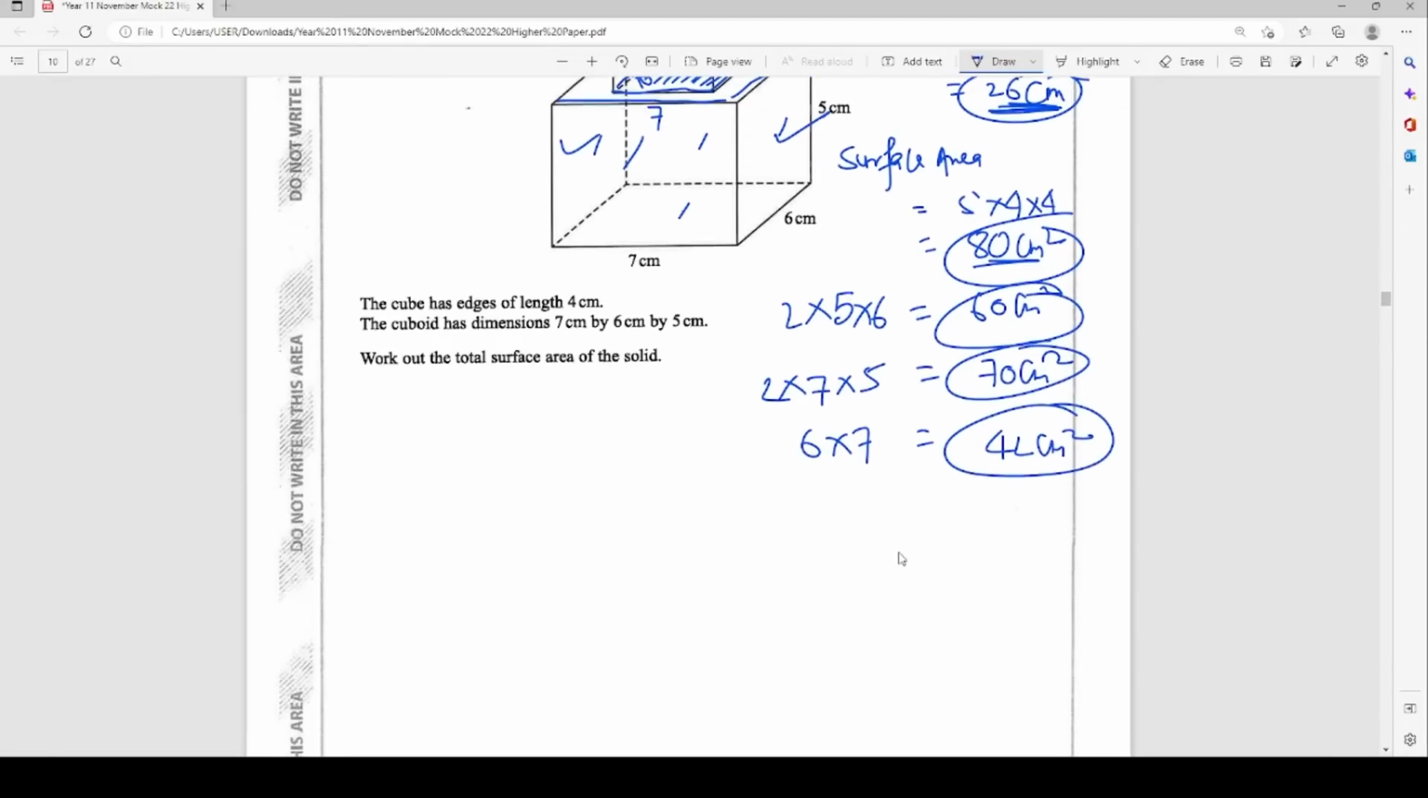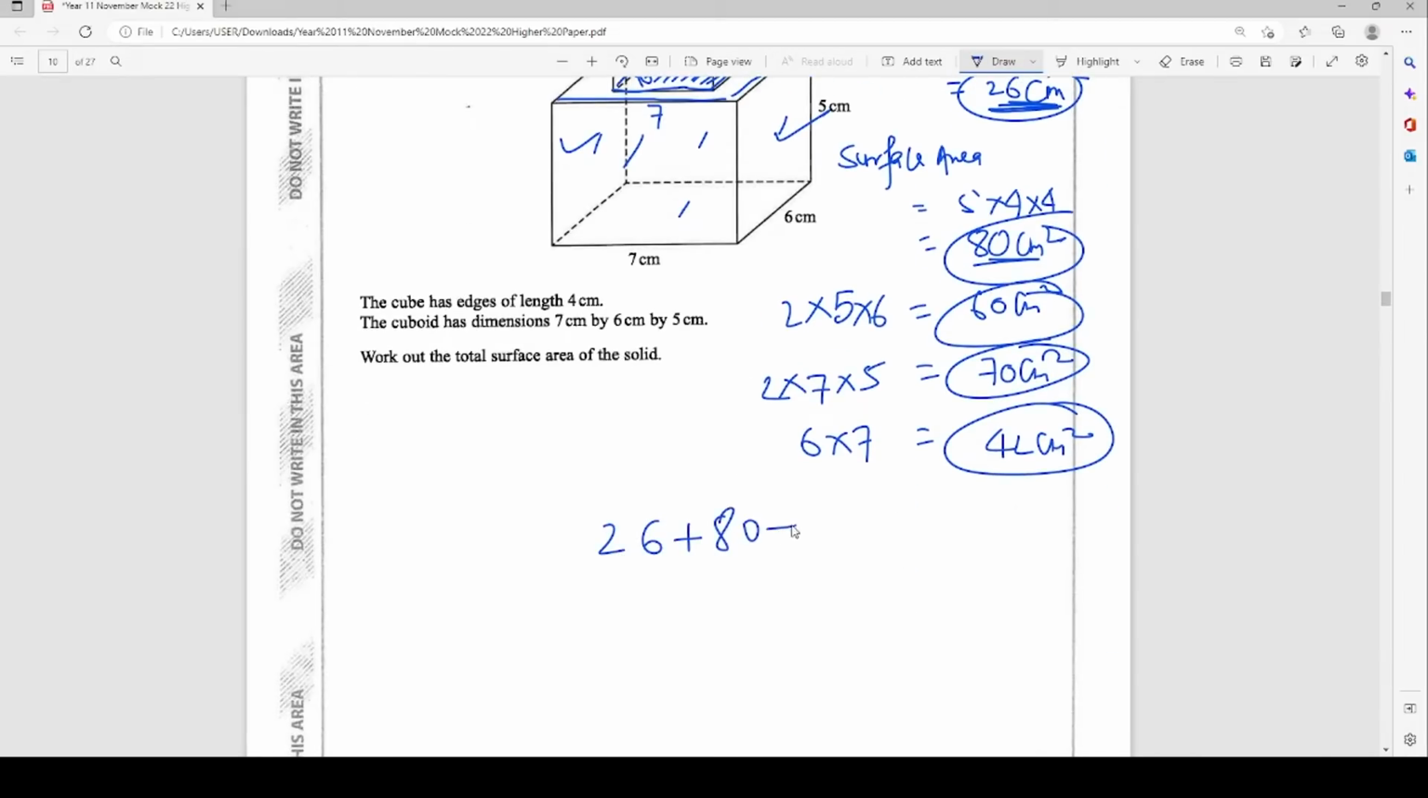Now I should just add these 5 surfaces that I have got. So let's add them up. 26 plus 80 plus 60 plus 70 plus 42 centimeter square, and let's see how much it is equal to. So 6 plus 2 is 8, and then 4, 7, 11, 17, 17 plus 8 is 25, 25 plus 2, that is 278 centimeter square.